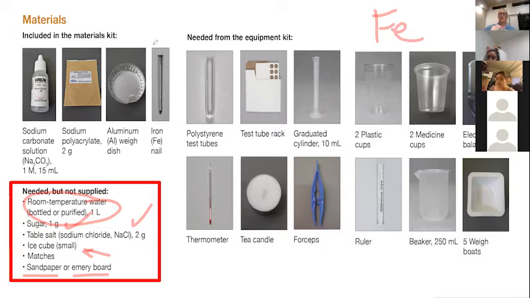So why do you think, on a nail, why would we have to, it's made of iron, why would we have to scrape it with sandpaper in order for the reaction to take place?